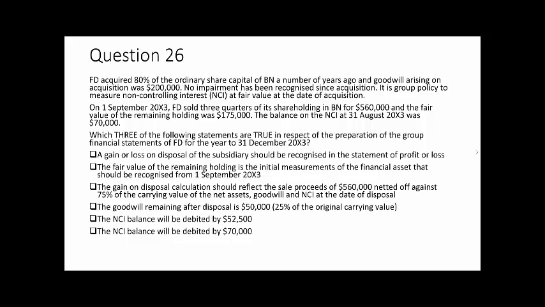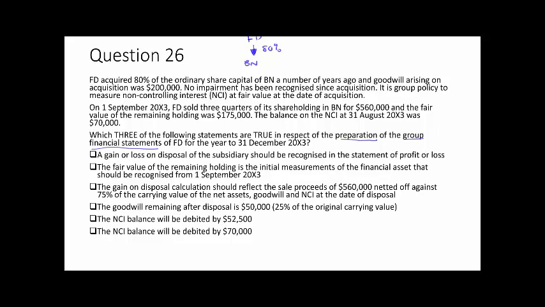Question 26 is about the preparation of the group financial statements of FD for the year to 31st of December 20X3. In particular, this is about the situation where we are reducing our shareholding in another company. So the background here is that FD originally acquired 80% of the ordinary share capital of BN. So based on that original investment, we would have said this gives FD control of BN, and therefore this would be accounted for as a subsidiary and full consolidation would be necessary.